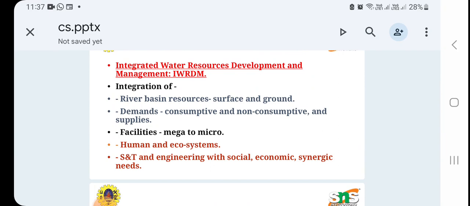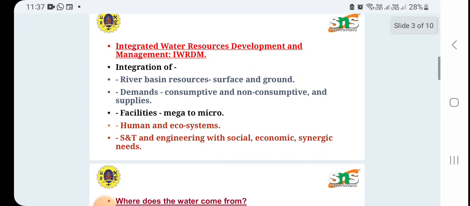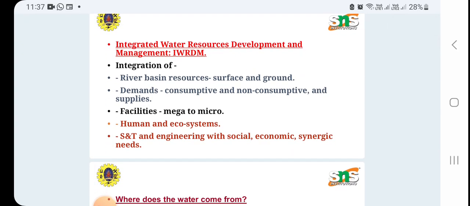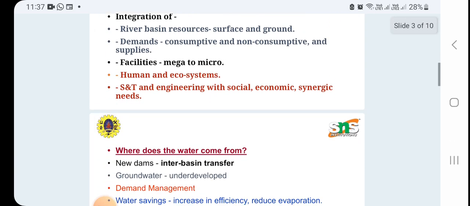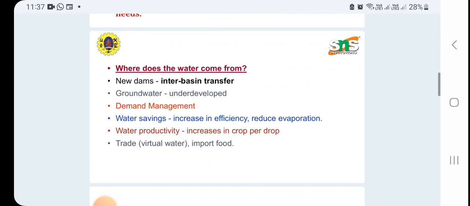So we all know, what is integrated water resource development and management? It is nothing but the integration of river basin resources, both surface water as well as groundwater. And we have to think of the demands, consumptive and non-consumptive, and supplies, facilities from mega to microsystem, human to all ecosystems, and science and technology and engineering with social, economic and synergic needs. Where does the water come from?